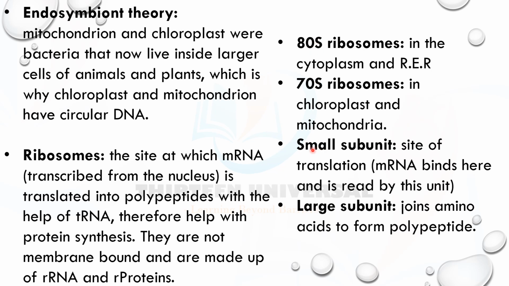Ribosomes also have two subunits: a small subunit and a large subunit. The small subunit is the site where mRNA binds for translation to occur. The large subunit holds everything in position, mRNA and tRNA, so that amino acids can be joined together to form a polypeptide.